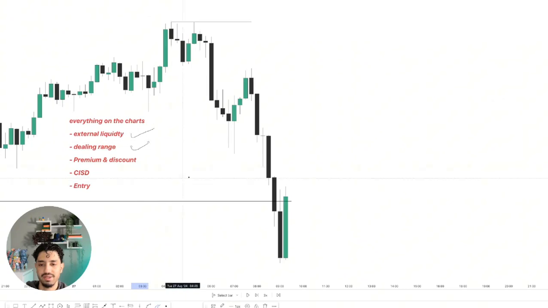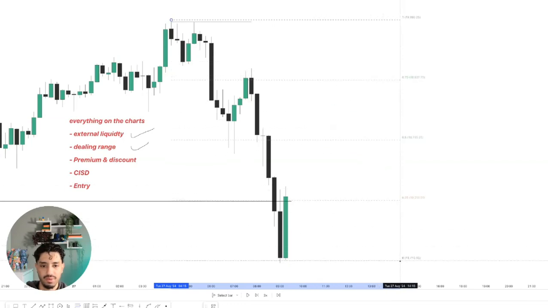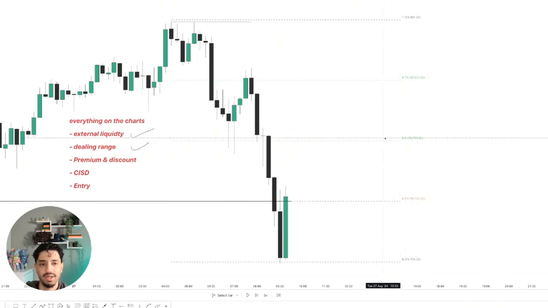Once you take out the external liquidity, what is the next step? Well, you look at the highest high, which is right here, and then the lowest low. So this is our premium and discount, and we are looking for the market to trade above 0.25 and trade into 0.5 and close above this level with a body.